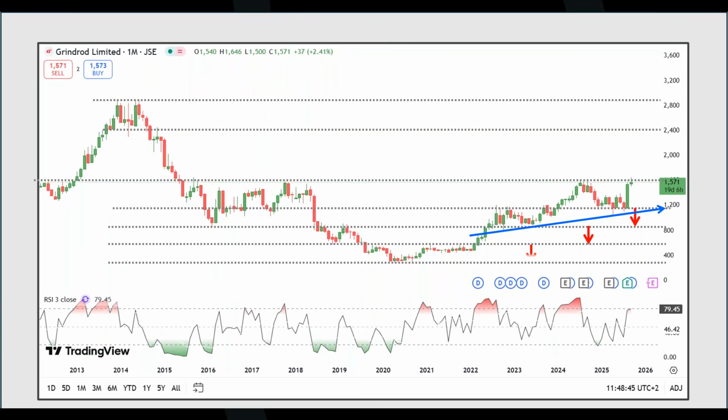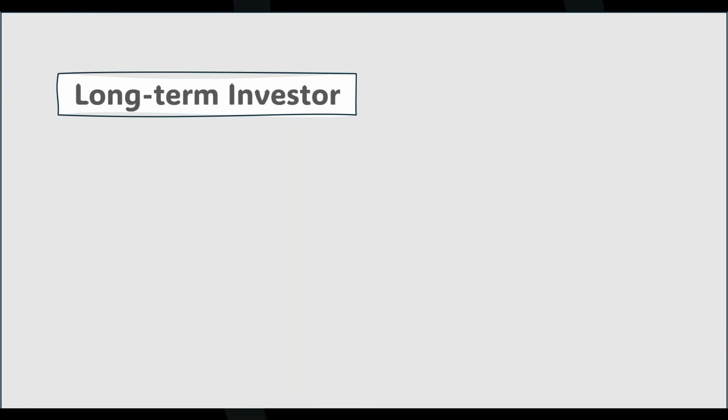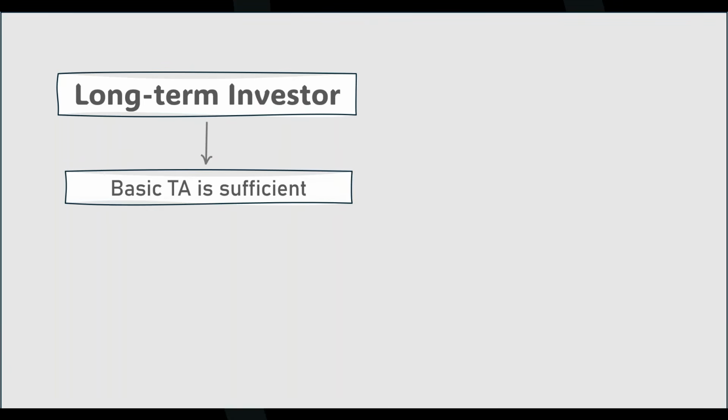Okay. So for a long-term investor, I think using basic technical analysis is really sufficient. You don't have to get all complicated about things. You're just looking at when, because you're obviously only buying when you're a long-term investor, so you're really looking for shares that are breaking out of bear trends, waiting for that. Because be honest, who's been waiting for Sasol to turn?